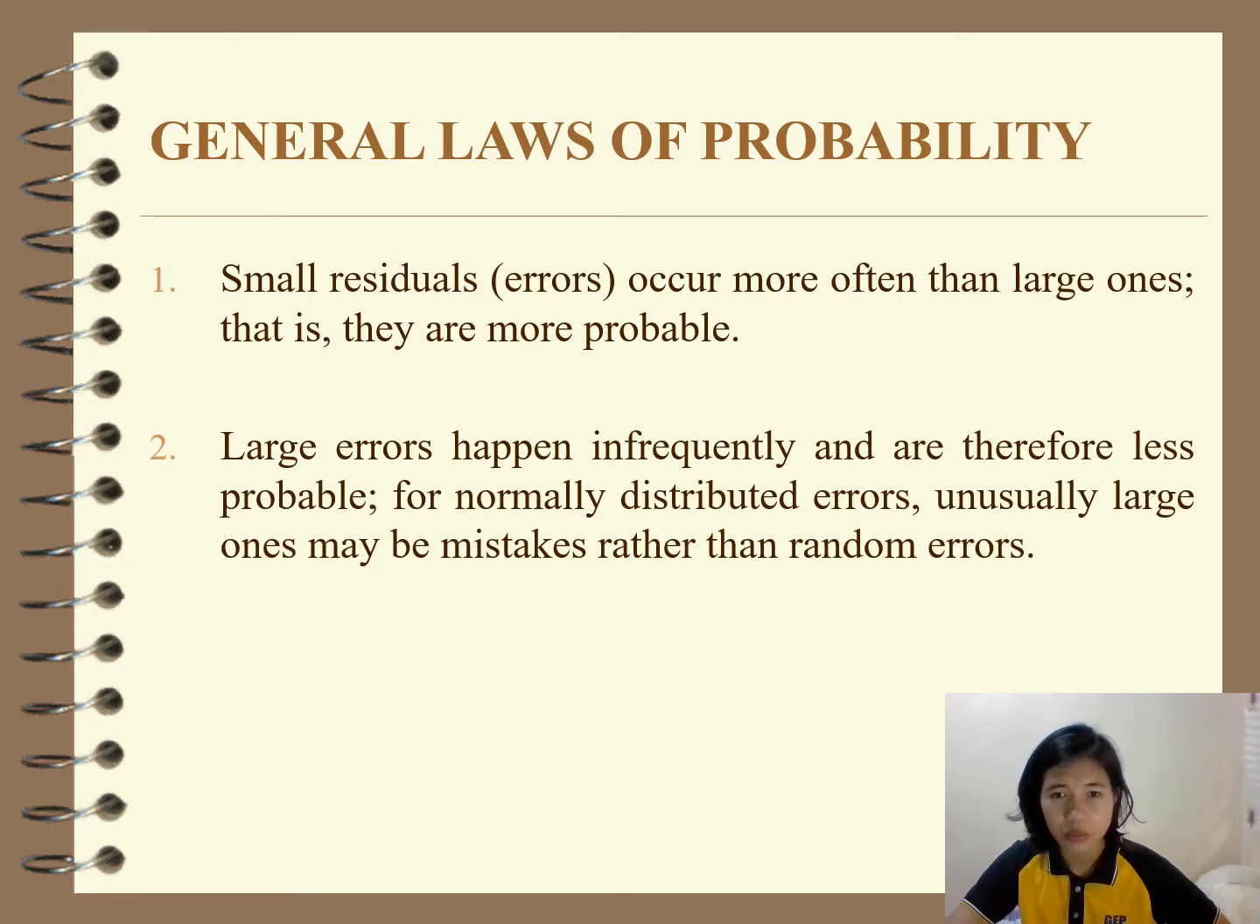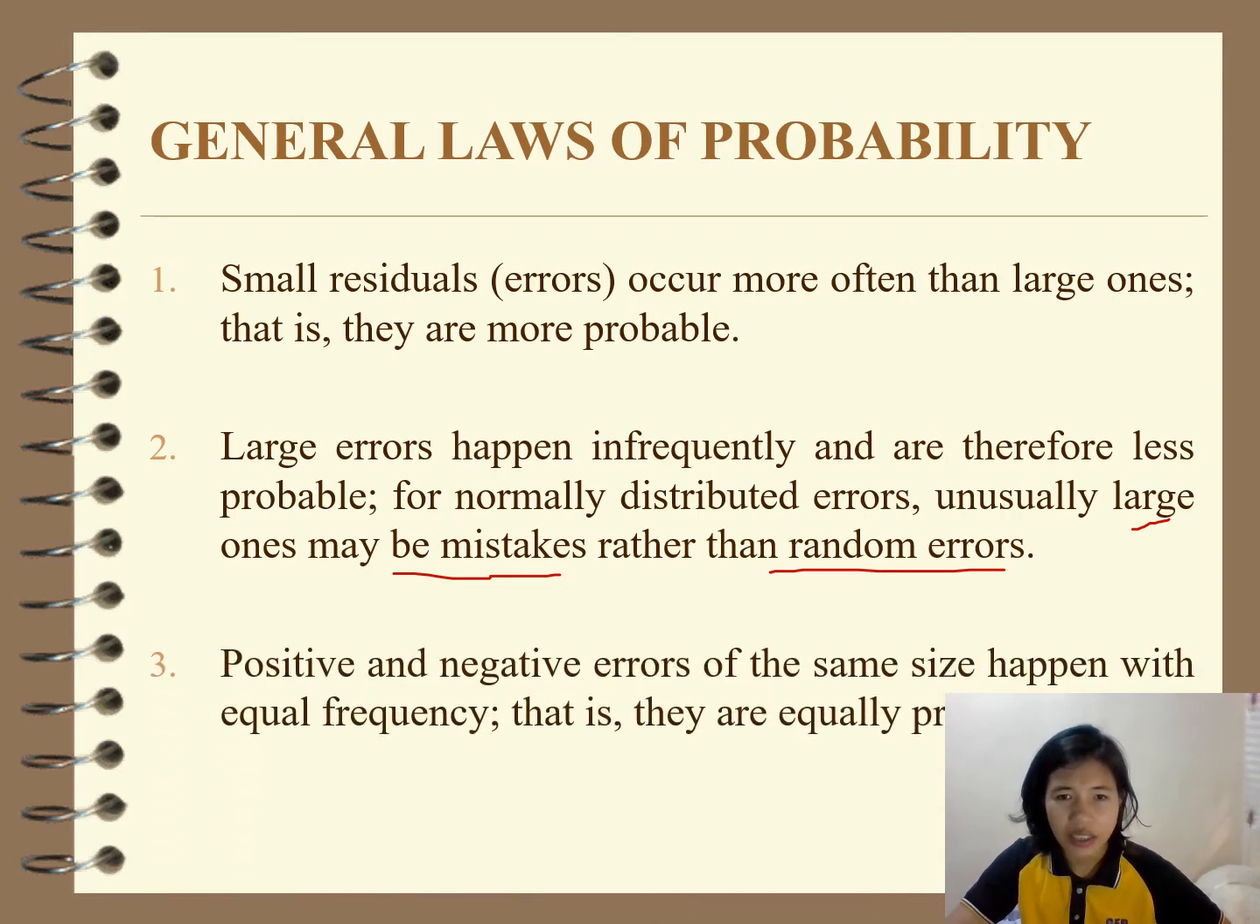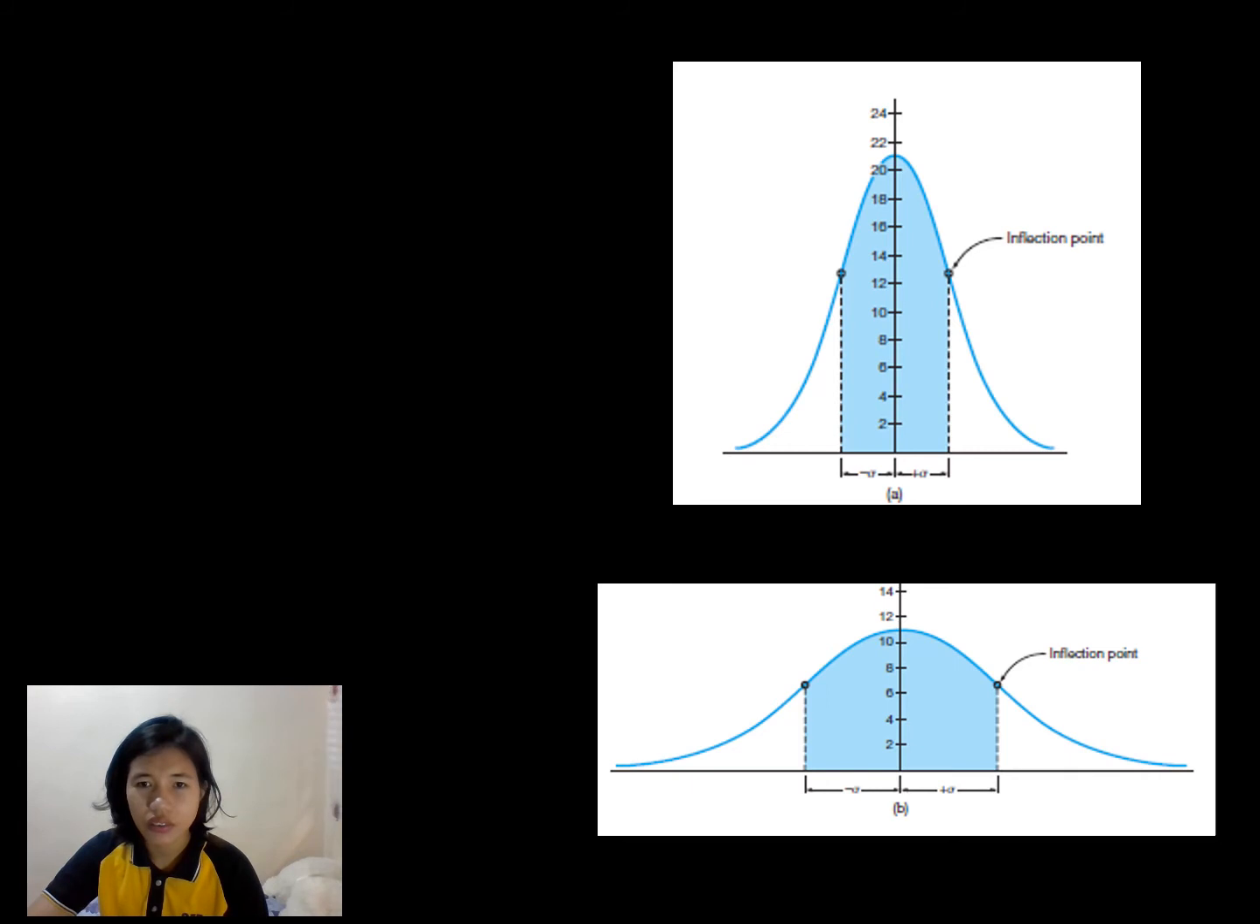So, for more normally distributed error, usually yung ating mga large error once be a mistake rather than a random error, which is correct. So, mistake na siya. So, ang ating mistake is hindi naman usually nag-uukor. So, the positive and negative errors of the same size, either kung naging positive yung kanyang error or negative, happen with equal frequency. Kung nakikita nyo kanina from negative na residual to positive residual, the same yung kanyang number na occurrence. So, that is, they are equally probable.